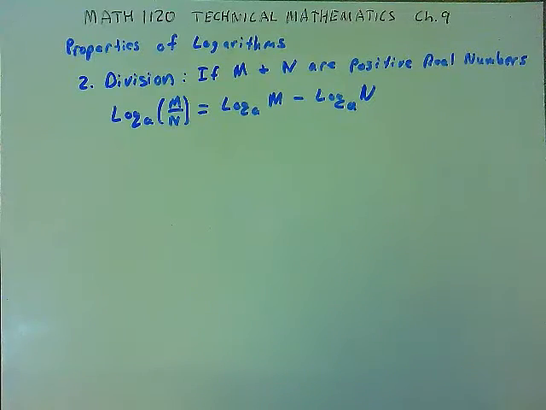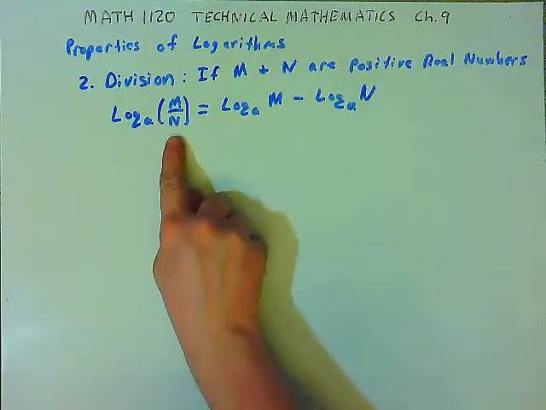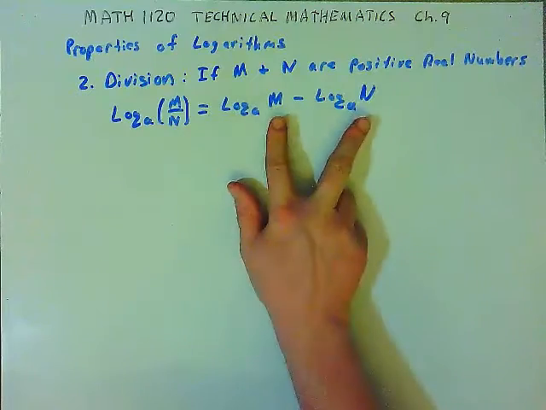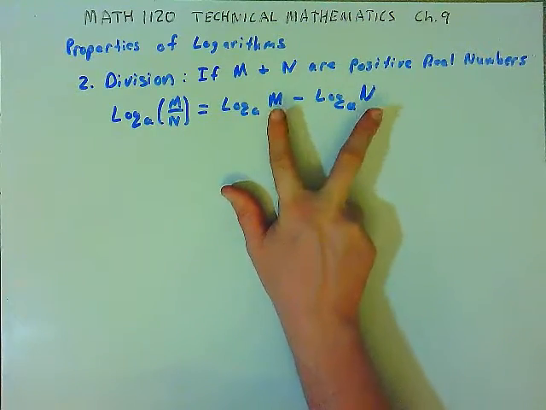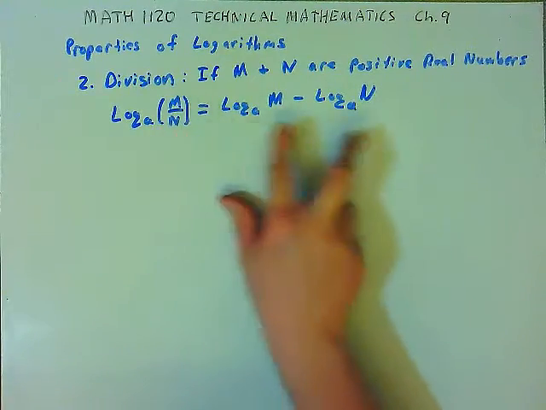The second property is the division property. It's very similar. It says that if m and n are positive real numbers, the logarithm of a quotient, m divided by n, is equal to log base a of m minus log base a of n. And so in other words, if we're taking the logarithm of a fraction, we can rewrite that as the difference between the logarithm of the numerator and the denominator.